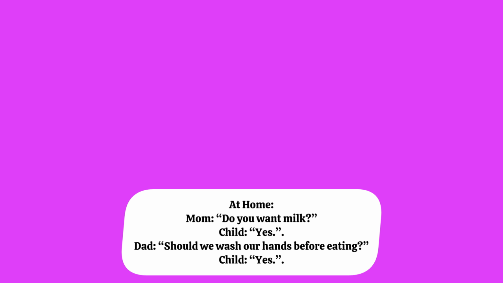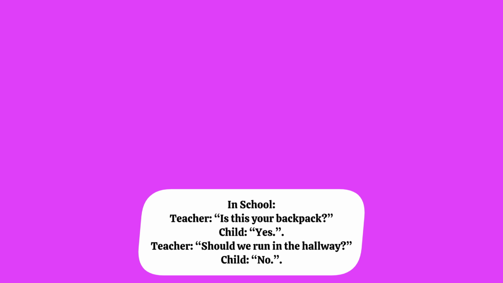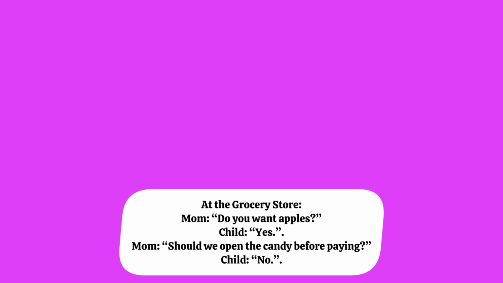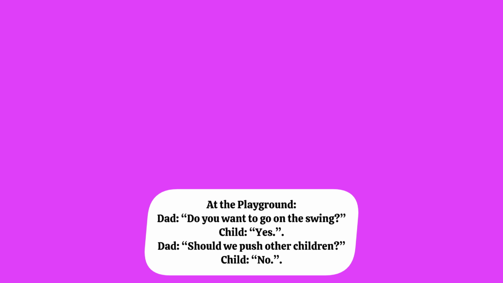Real-life generalization examples. At home, Mom: Do you want milk? Child: Yes. Dad: Should we wash our hands before eating? Child: Yes. In school, Teacher: Is this your backpack? Child: Yes. Teacher: Should we run in the hallway? Child: No. At the grocery store, Mom: Do you want apples? Child: Yes. Mom: Should we open the candy before paying? Child: No. At the playground, Dad: Do you want to go on the swing? Child: Yes. Dad: Should we push other children? Child: No.